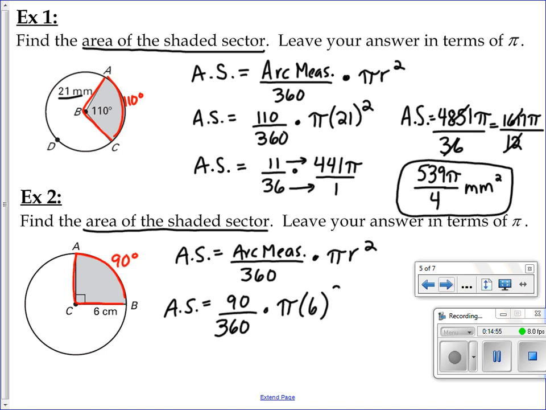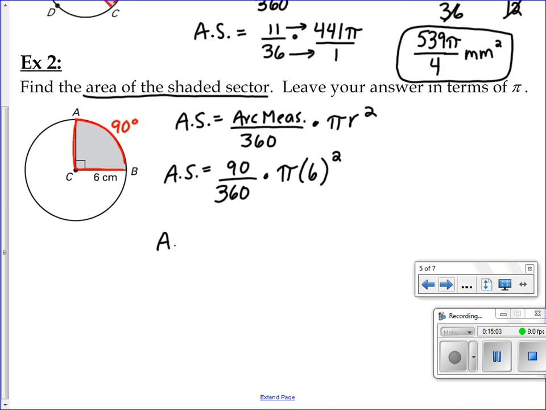So let's reduce 90 over 360. You can actually take out a 90. So that will reduce down to 1 over 4. And then I would square the 6, which is 36. Put it in front of the pi. And then just stick this over 1 and go straight across and just see if you can simplify.